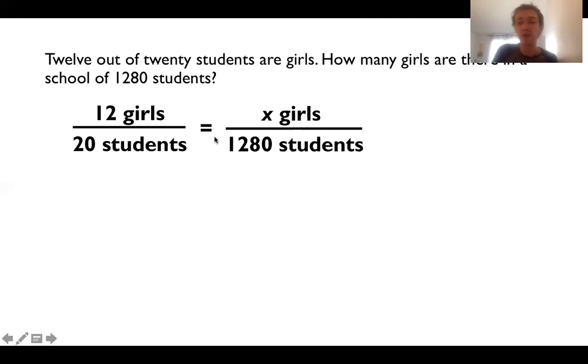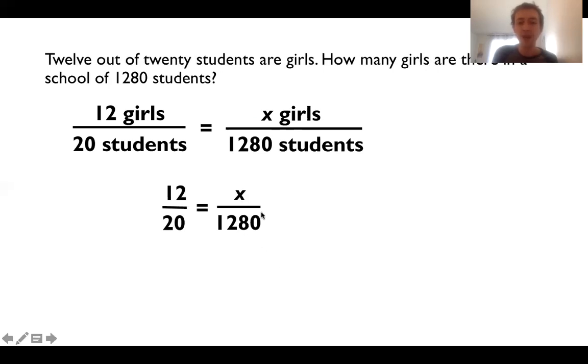Okay, a lot of you remember how to solve this, but just to show you algebraically, first I got rid of all these words just to make it a little bit easier to read. You may remember when I've got a situation like this, I take the two diagonal numbers, 1280 and 12, multiply them, and then divide by 20 to get the answer. But let's do this one algebraically.